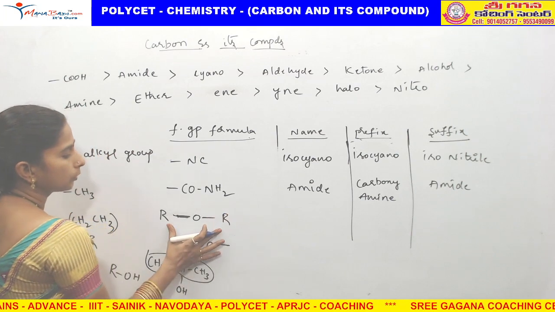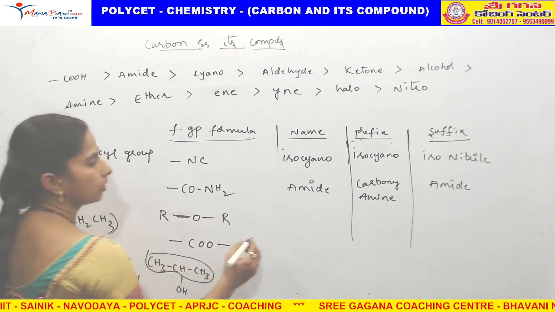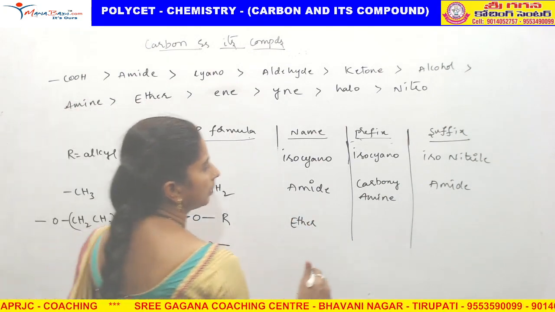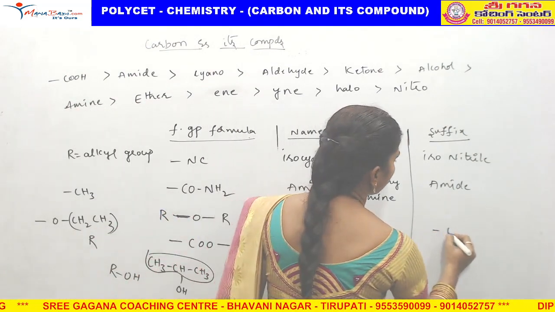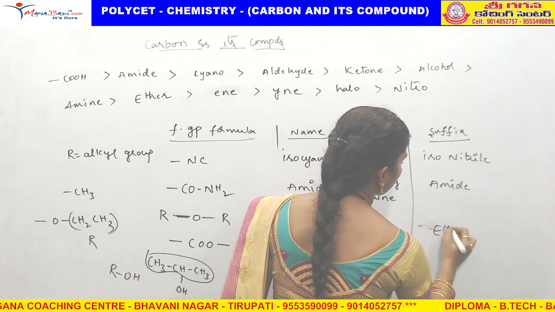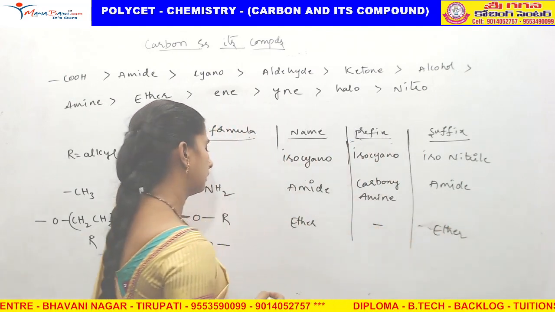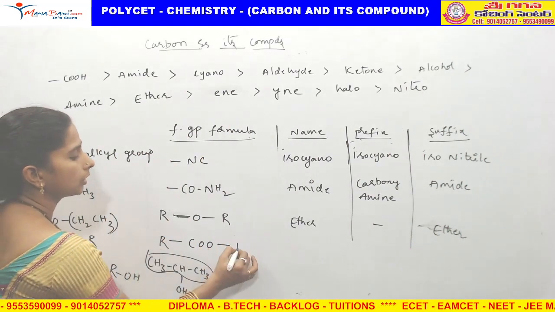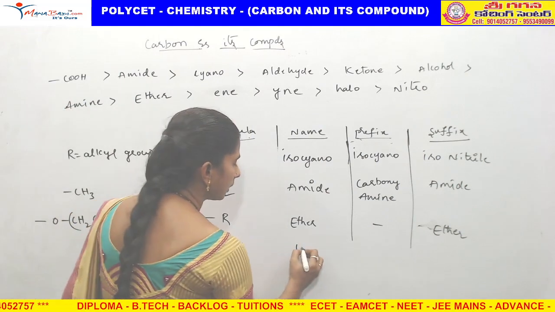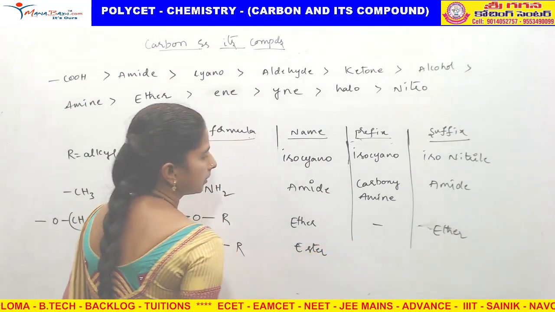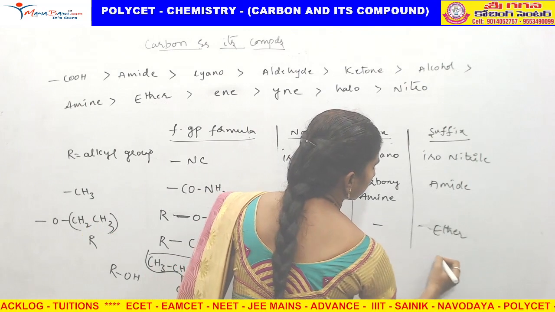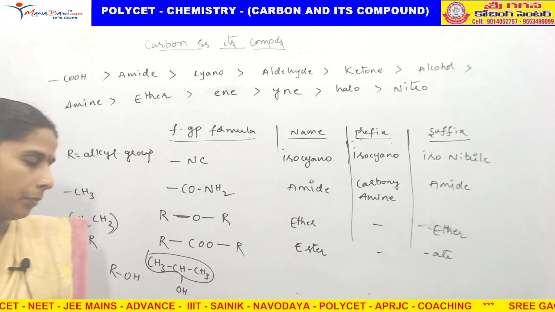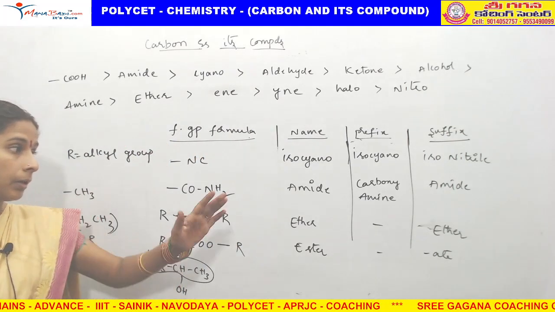So two alkyl groups separated by oxygen is called ether. There is no prefix; the nomenclature suffix is ether only. And COO, two alkyl groups with a COO group, that is ester. The suffix for ester is oate.